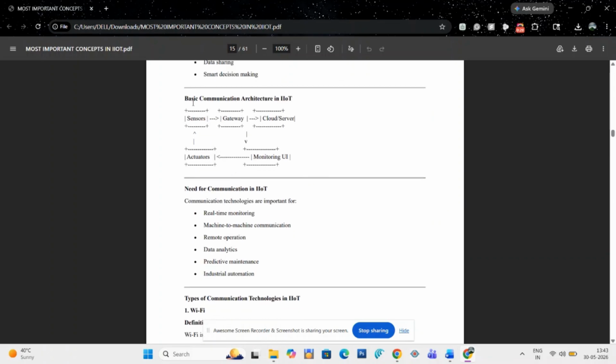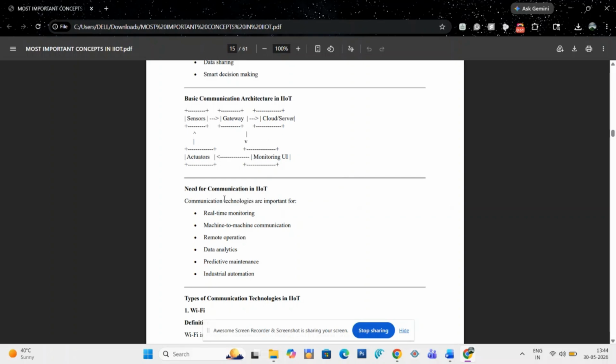So the basic communication architecture in IIoT is: sensors integrate with a gateway, and after that the gateway integrates with cloud servers. Then the cloud server is integrated with a monitoring UI, and the monitoring UI is integrated with actuators, and the actuators are integrated with sensors. So this whole cycle will begin.